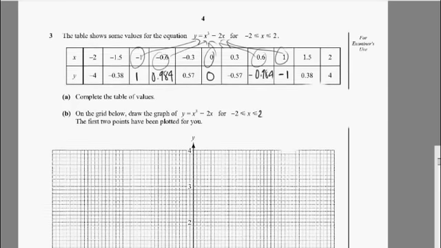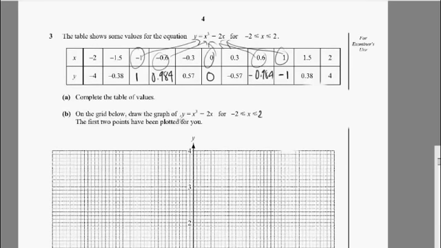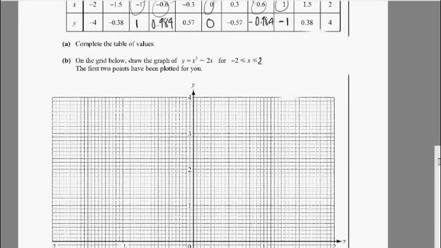Now at part B it says, on the grid below, draw the graph of this function, the function we've just done, between negative 2 and 2. Notice that our intervals go from negative 2 to 2, so what they're basically asking is to plot these points from negative 2 to 2, nothing more to do. They've also plotted the first 2 points for you. Why did they do that? It's so you have an idea of how to divide up the range. They give you a hint of how they've done the division.